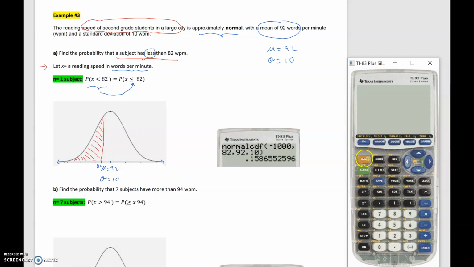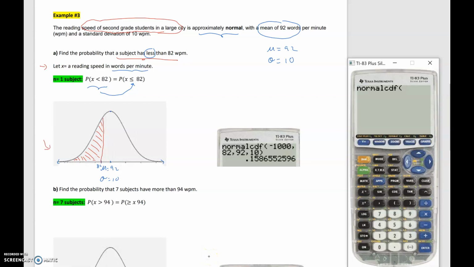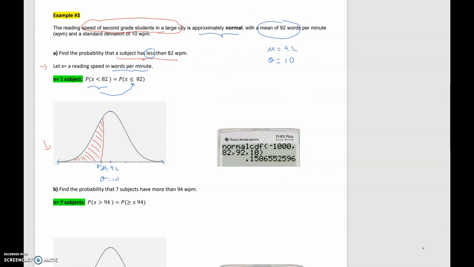To run the code or access the code, you do second, distribution. And then as you run it, make sure that you're doing the normal CDF. Then you need this value here, which is technically the negative infinity, which in this case we would just put in as a large negative value. Then this one goes all the way to 82, comma, and then the last two portions are the mean of the distribution, which is 92, comma, the value of 10. And that's the probability.